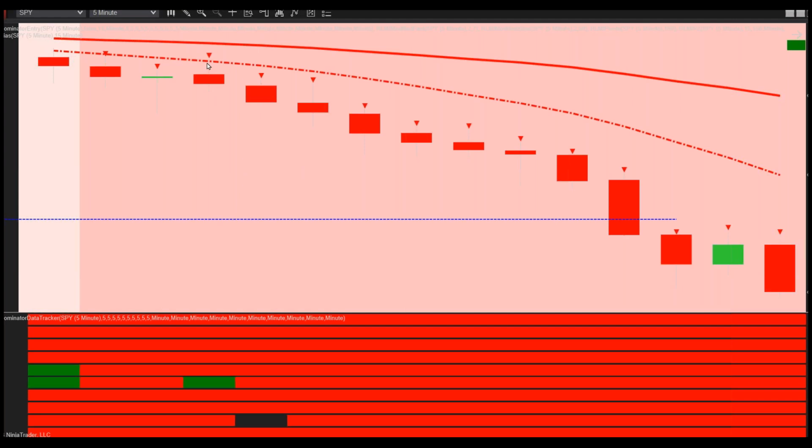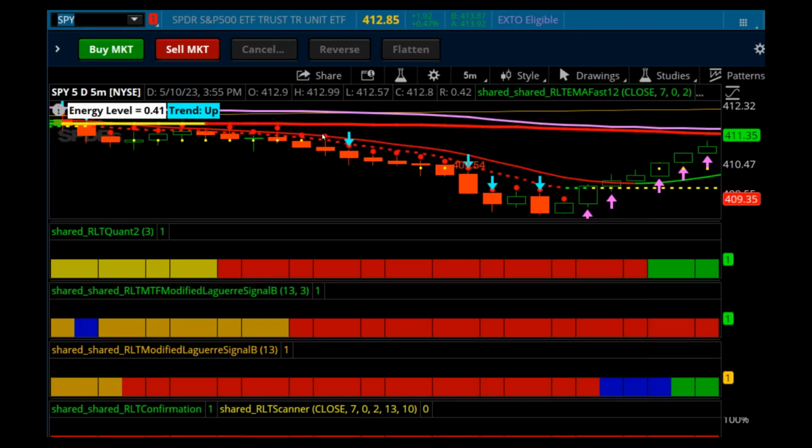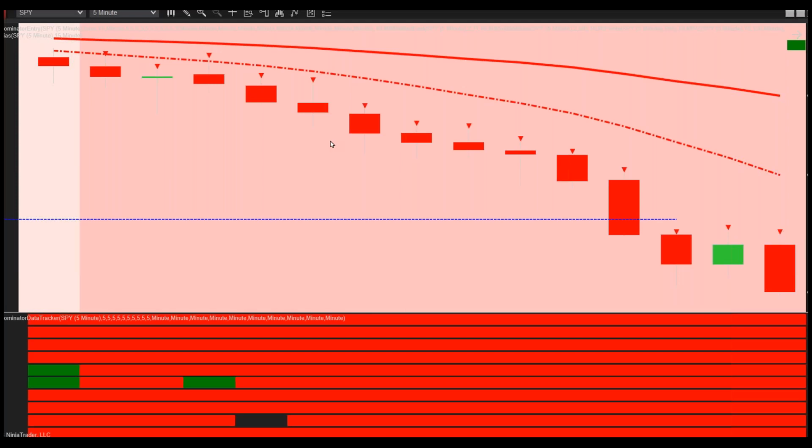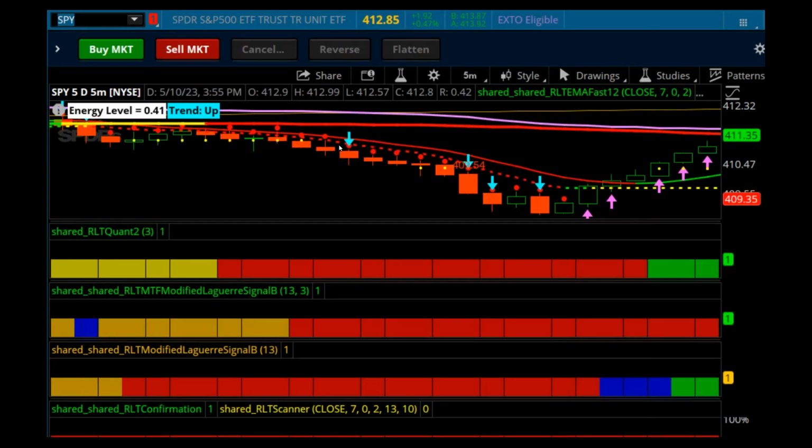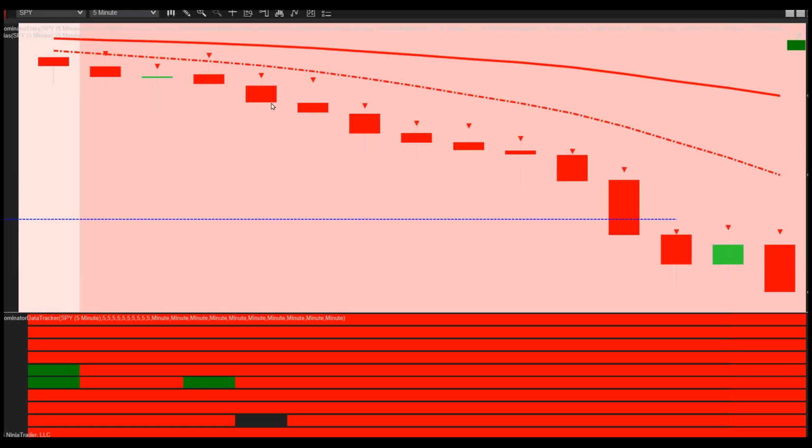We know that the dominator system is giving us sell signals. The compass system is giving us sell signals. Everything aligns, and this is where you would take the trade. And you can take it off of any of these arrows right here, and it comes down and gives us a nice win. So that's how I use the two systems together to produce the system.